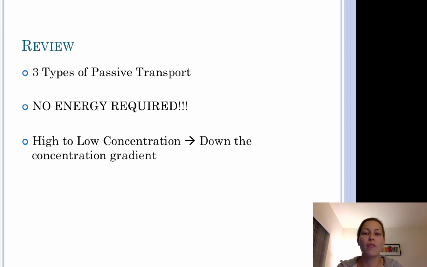In all types of passive transport, no energy is required by the cell. So the cell is able to get substances into or out of the cell without having to expend any energy. And again, with all types of passive transport, substances are moving from an area of high concentration to an area of low concentration or down their concentration gradient.